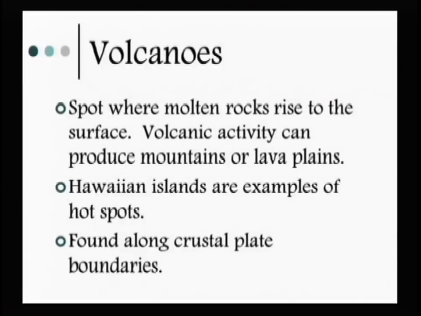Now, like I said, if you get that material that is molten, it's going to go ahead and rise, and it can come out of the top of either just lava plains, or it can come out of the top of a volcano. Now, hopefully, sometime in your lifetime, you will get a chance to get pretty close to a volcano. You don't want to get too close, but getting pretty close would be kind of cool. So a volcano is simply a spot where molten rock has risen to the surface. And those volcanic activities can either produce mountains or lava plains.